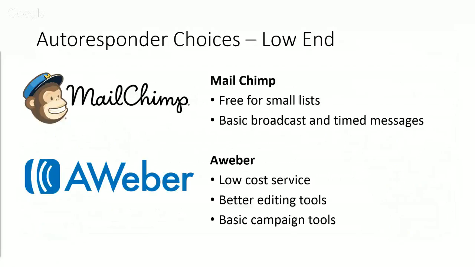Okay. So these two are, I'm calling them the low end. These are your basic autoresponders. Now, MailChimp, it's free for small lists. And then the price goes up a little bit if you've got a huge list, but it always starts free. And this is a very stable, sturdy, robust, basic autoresponder. It has all those pieces that I just told you about. You can put your messages in, you can time them, you can broadcast them. Basic service, but it's done well.